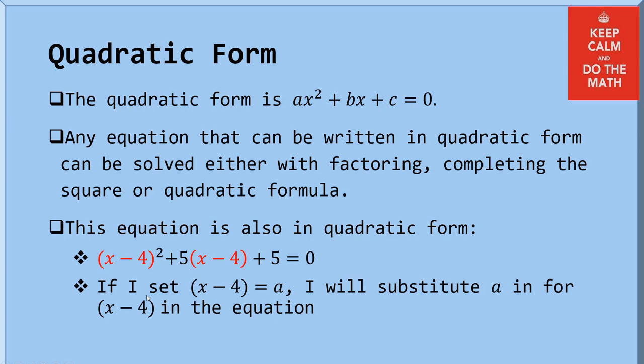So what I'm going to do is set the expression that's in parentheses, x minus 4, equal to another variable a. I have randomly decided to use a, and I'm perfectly allowed to say I'm going to substitute this expression with my variable. So I'm going to substitute a in for x minus 4 in the equation.